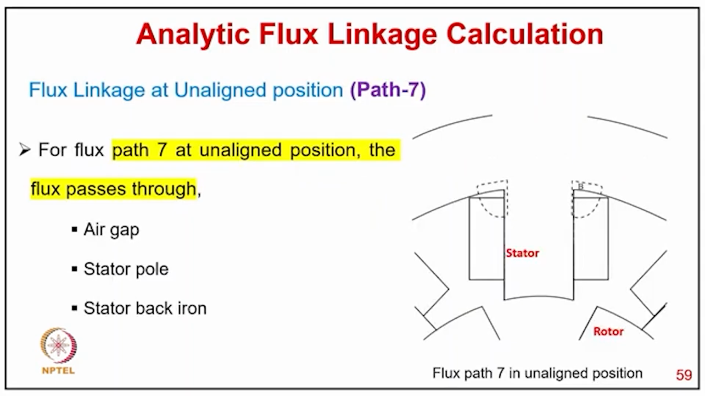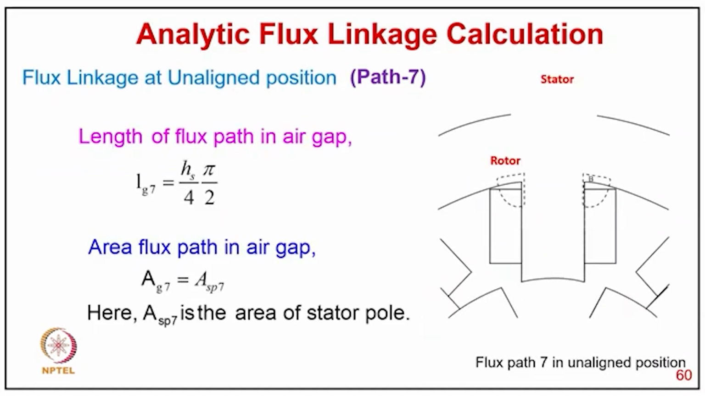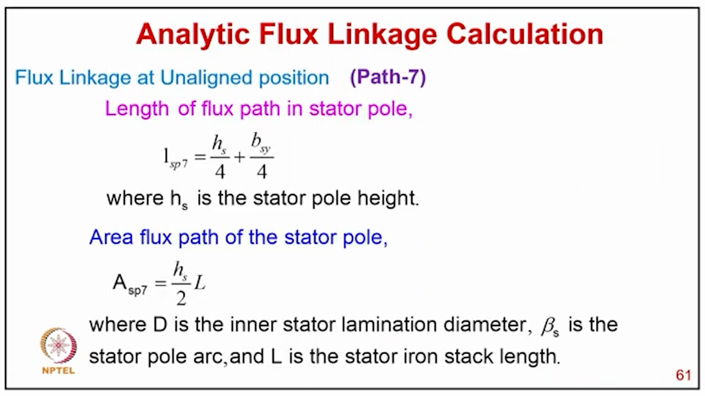Now for flux path 7 at the aligning position, the flux passes through the air gap, stator pole and stator back iron. The length of the flux path in the air gap is LG7 = HS/4 into π/2. The area of the flux path in the air gap is AG7, equal to ASP7, the area of the stator pole. The length of the flux path in the stator pole is LSP7 = HS/4 + BSY/4, where HS is the stator pole height, and the area of the flux path in the stator pole is ASP7, equal to (D β_S/2) into L, where D is the inner lamination diameter, β_S is the stator pole arc, and L is the stator iron stack length.